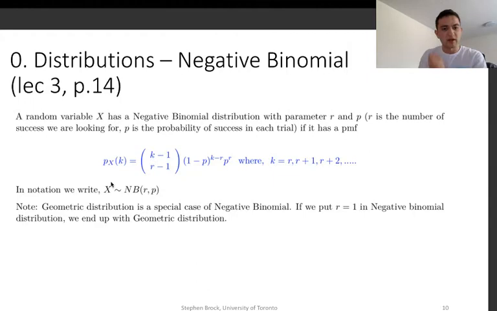In notation, we write x is distributed with a negative binomial distribution with parameters r and p. And it's important to note that the geometric distribution is actually a special case of the negative binomial, and this is when r is equal to 1, when we're only waiting until the first success.